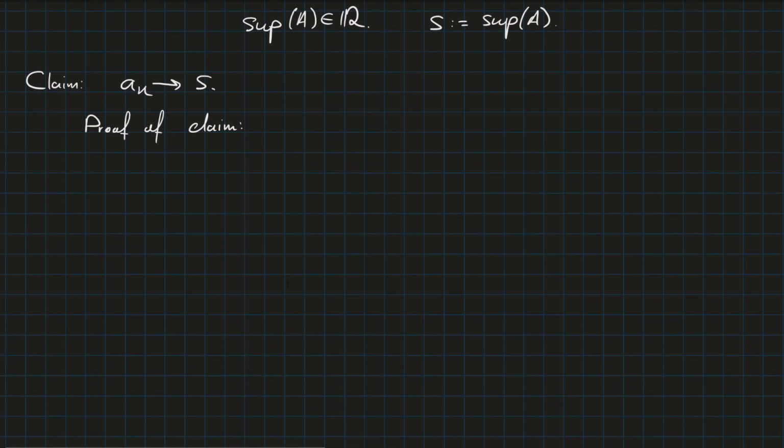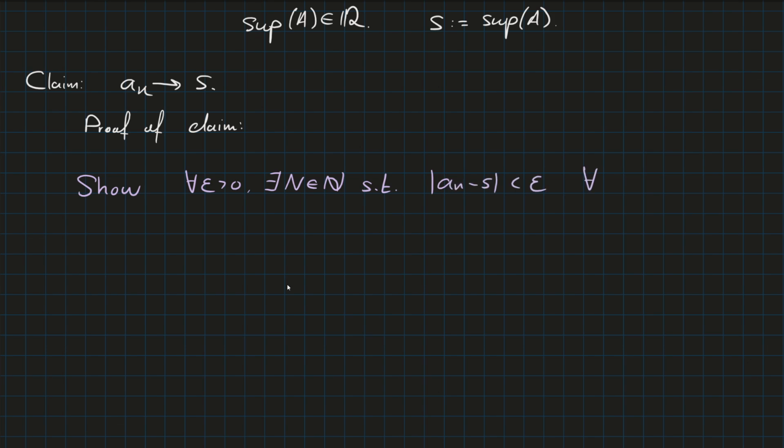Proof of claim. Okay, so we need to show that for all epsilon greater than 0, there exists an N in N such that |a_n - S| is less than epsilon for all n greater than or equal to N. Okay, so what do we know?